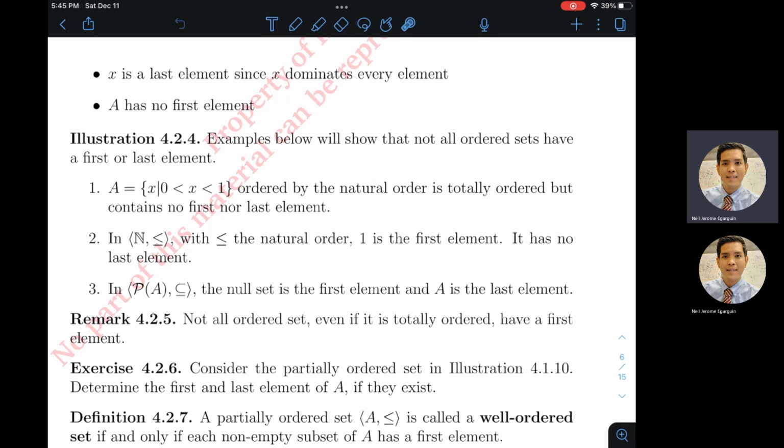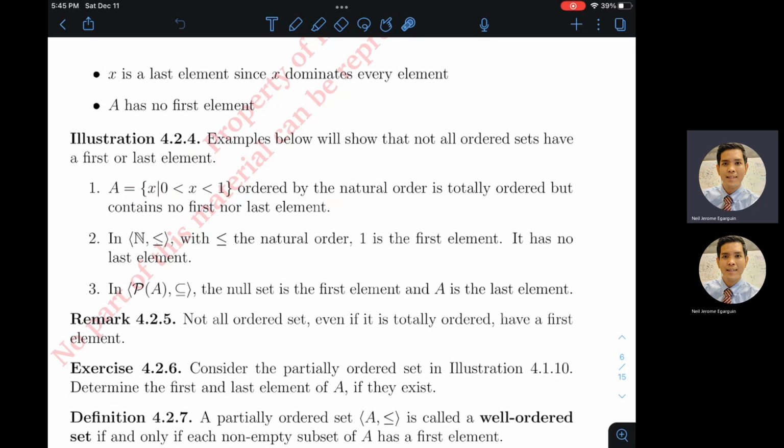All right? So, balikan natin. Set A is the set of all numbers that are strictly between 0 and 1, together with the natural order. Now, totally ordered yan. Kasi pag binigyan ko kayo ng kahit anong number sa pagitan ni 0 at ni 1, kahit anong pair of numbers, we will know for certain which one is less than or equal to the another. So it's a total order. Pero wala siyang first or last element. Can you think of why wala siyang first or last element?